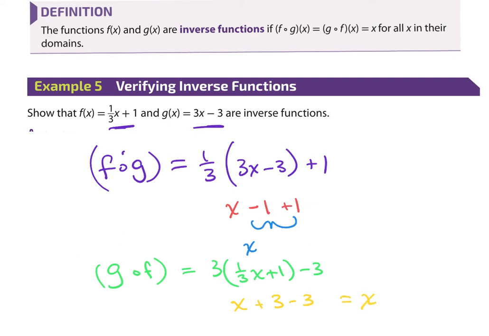Anytime you have a function and its inverse, the composite, f of g, g of f, will always be x, and that's how you verify that they're inverses. That's also a good way to check to see if you did the inverse correctly, by the way, right? So if I say find the inverse, you can check to see if you did it right by taking the composite, right?